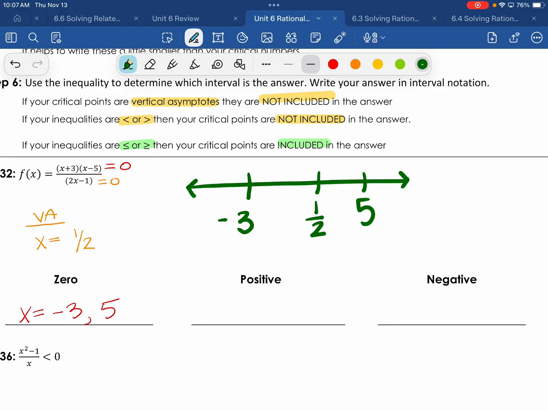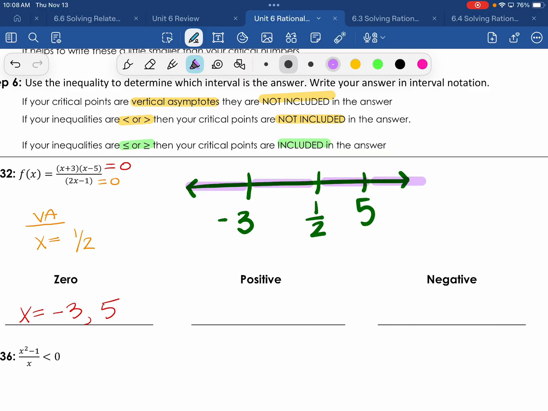All right, so I've got these intervals now. I've got the interval from -infinity to -3, from -3 to 1/2, 1/2 to 5, and 5 to infinity. I've got to figure out what's happening in these intervals, whether I'm positive or negative. Those are going to be your two options. You shouldn't get anything else, because all of the other things like the zeros and the undefineds are the critical numbers that we found. That's why we find these critical numbers, because that's where your function could change.